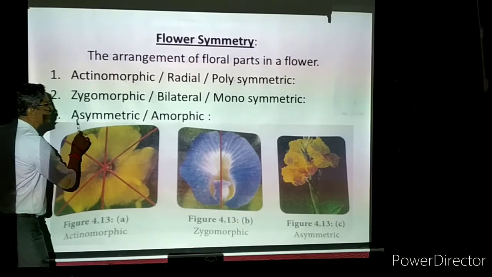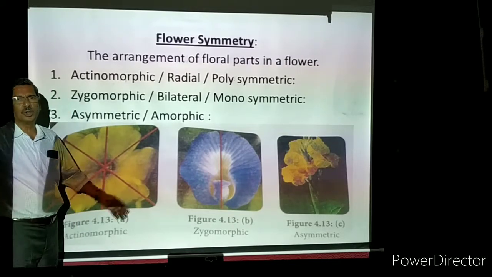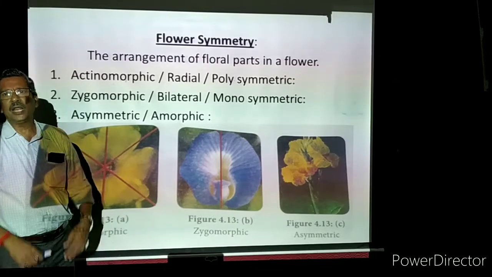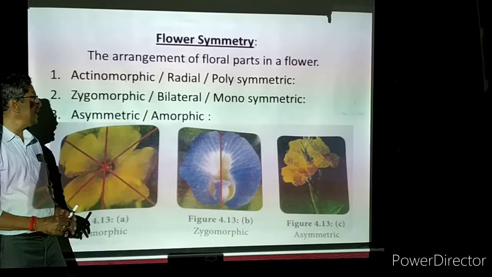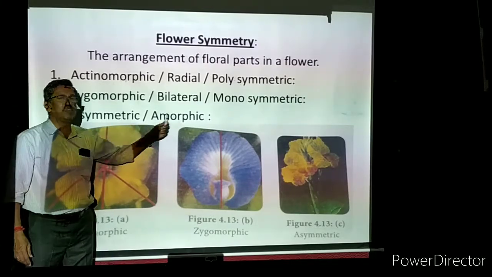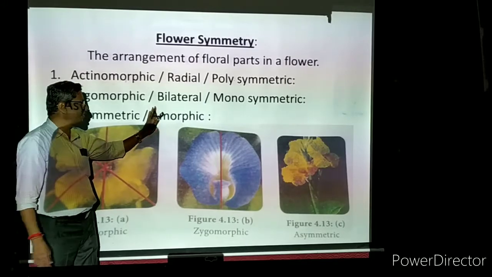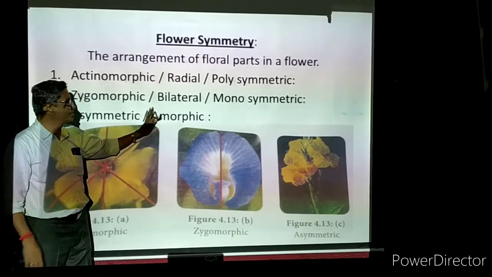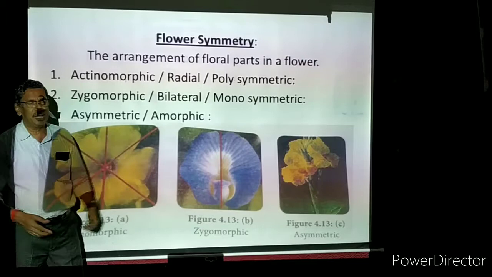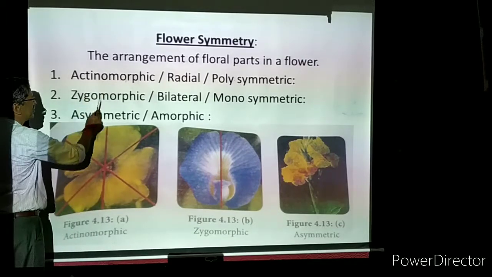The last one is asymmetric. No symmetry at all. No proper arrangement. Irregular arrangement you can find. That is called asymmetric, otherwise called amorphic. Morphic means proper arrangement. Amorphic means no proper arrangement. So these are the three types of symmetries.